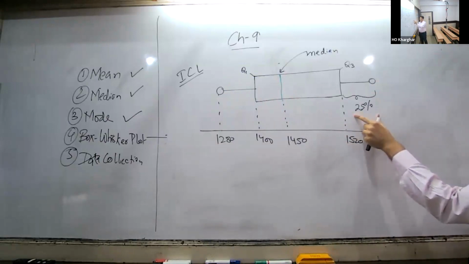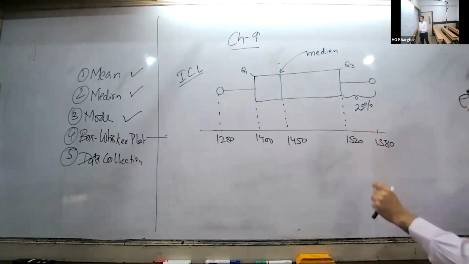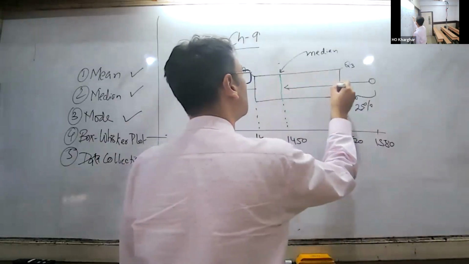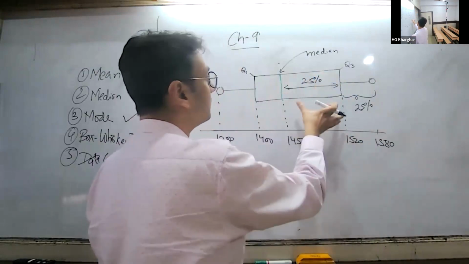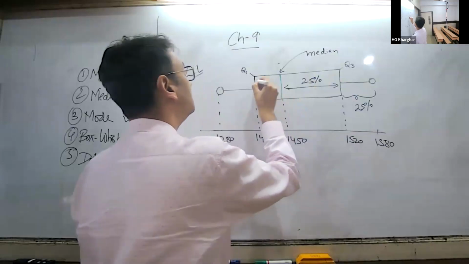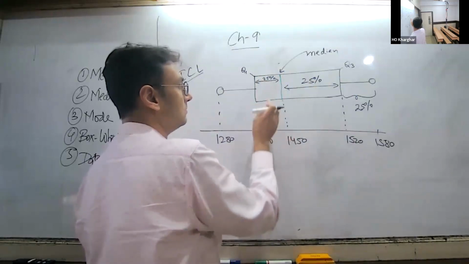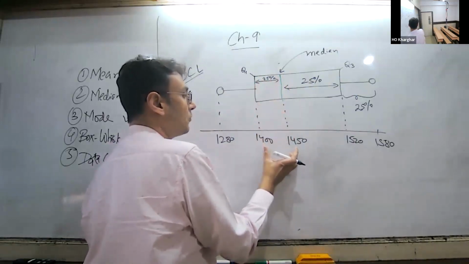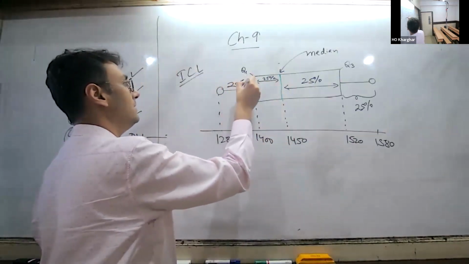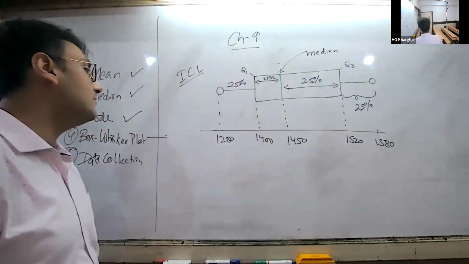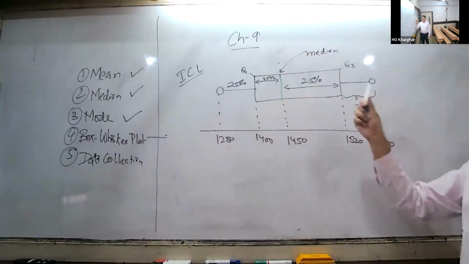25% of the applicants had their score of 1520 or more at ICL. This is the next 25%, between 1450 and 1520. This is the balance 25%: the third 25% had their score between 1400 and 1450, and this is the bottom 25% who got admitted. Their scores range between 1280 and 1400. So hence, this is the entire plot.